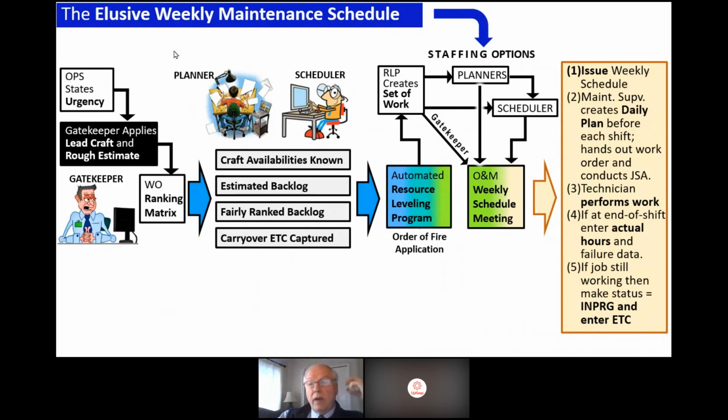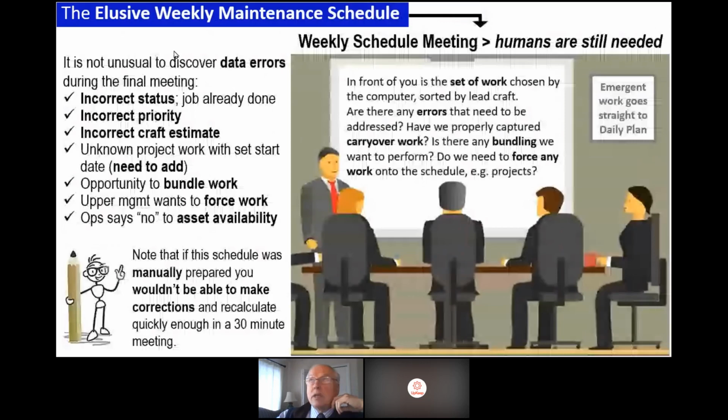If you don't have any planners, but you could find someone to act as a gatekeeper role, you can still do this process. So in a weekly schedule meeting, it's not unusual to encounter data errors. You find a job that was already done, poor prioritization, you can correct it right then and there on the spot. You can correct missing craft estimates or incorrect craft estimates.